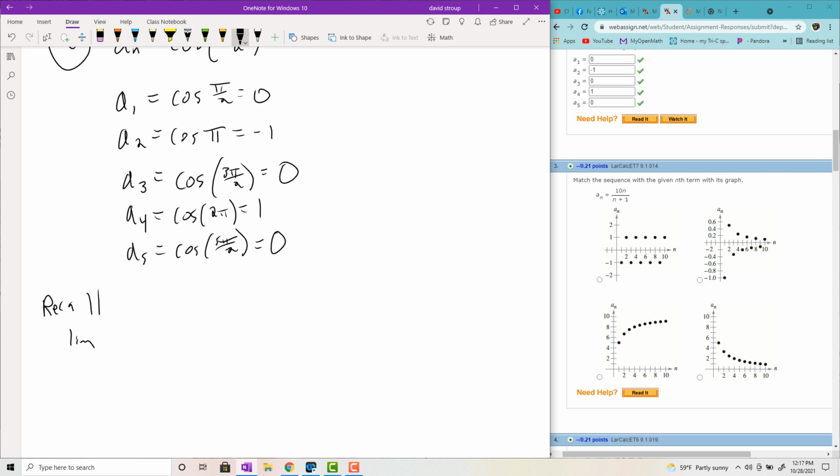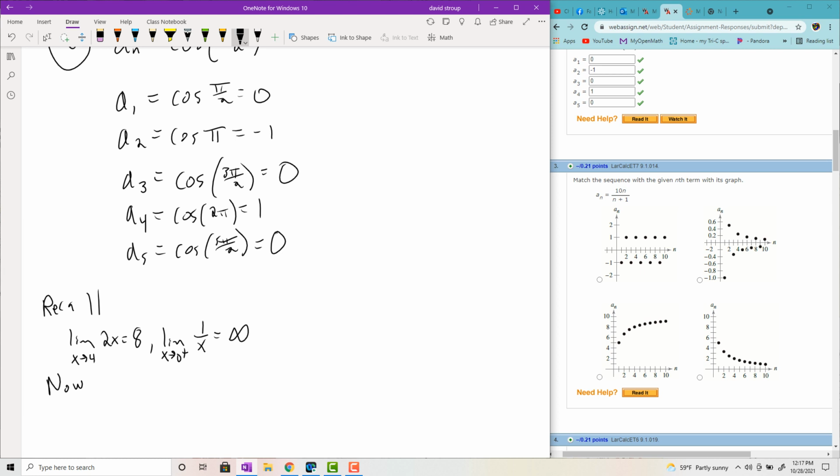Like the limit as x goes to 4 of 2x, of course that would just be 8. Limit as x goes to 0 from the right of maybe 1 over x, and of course that would just go to infinity. Now we only care about infinite limits.